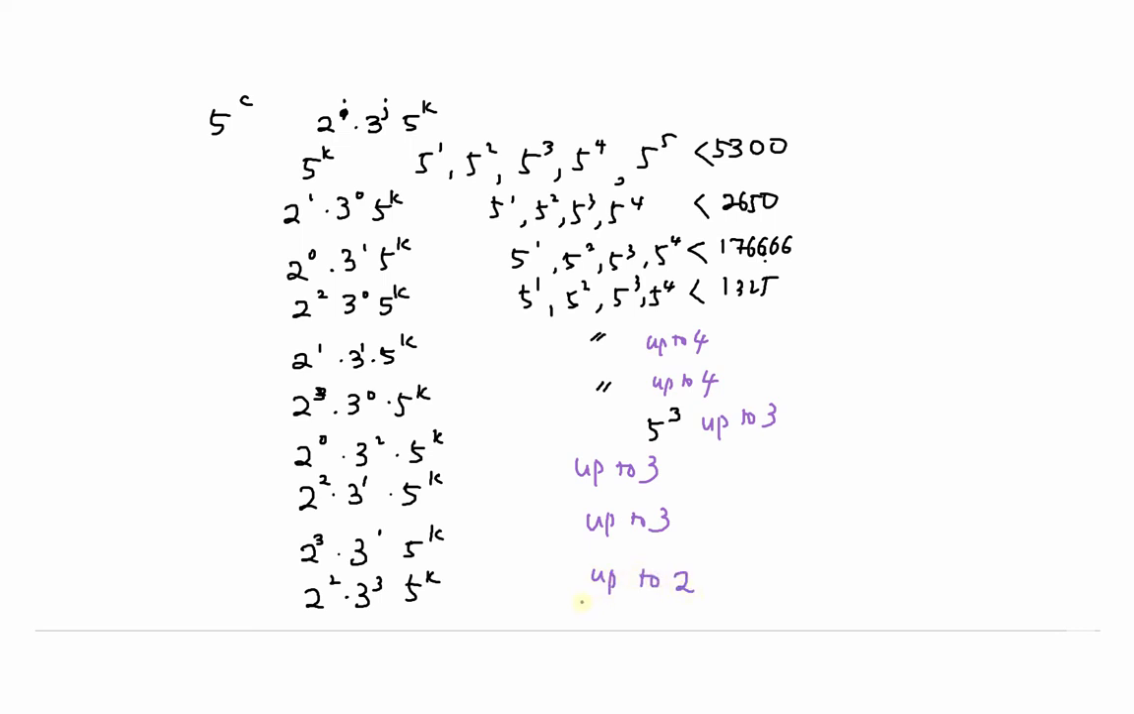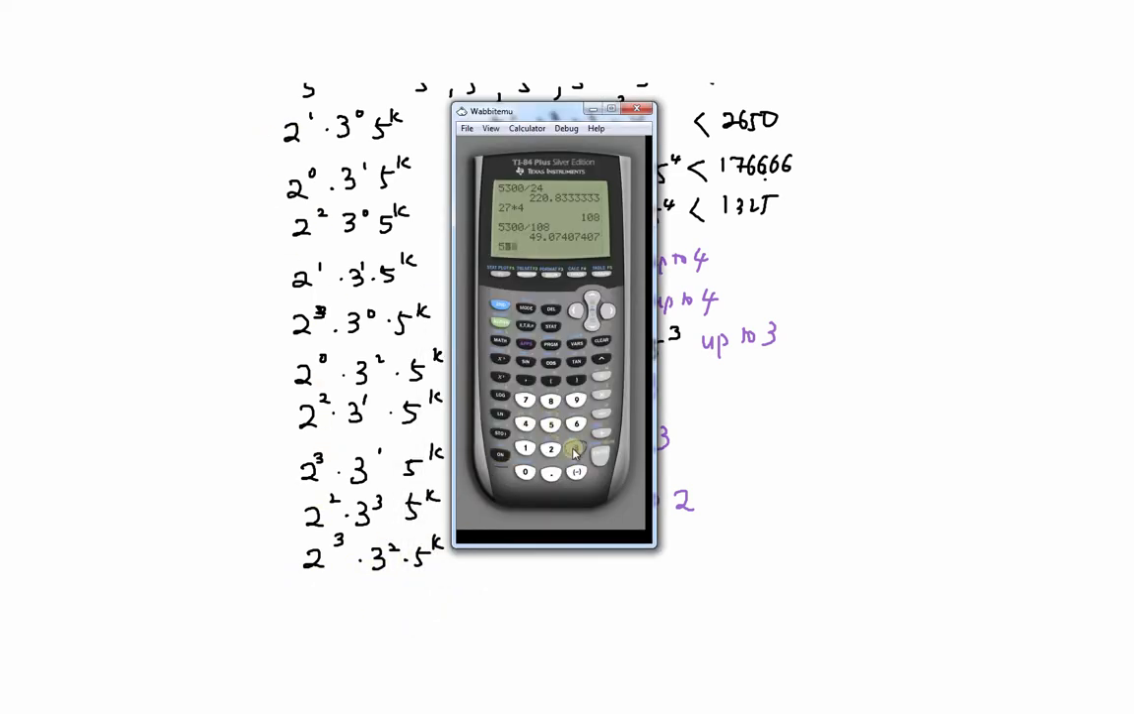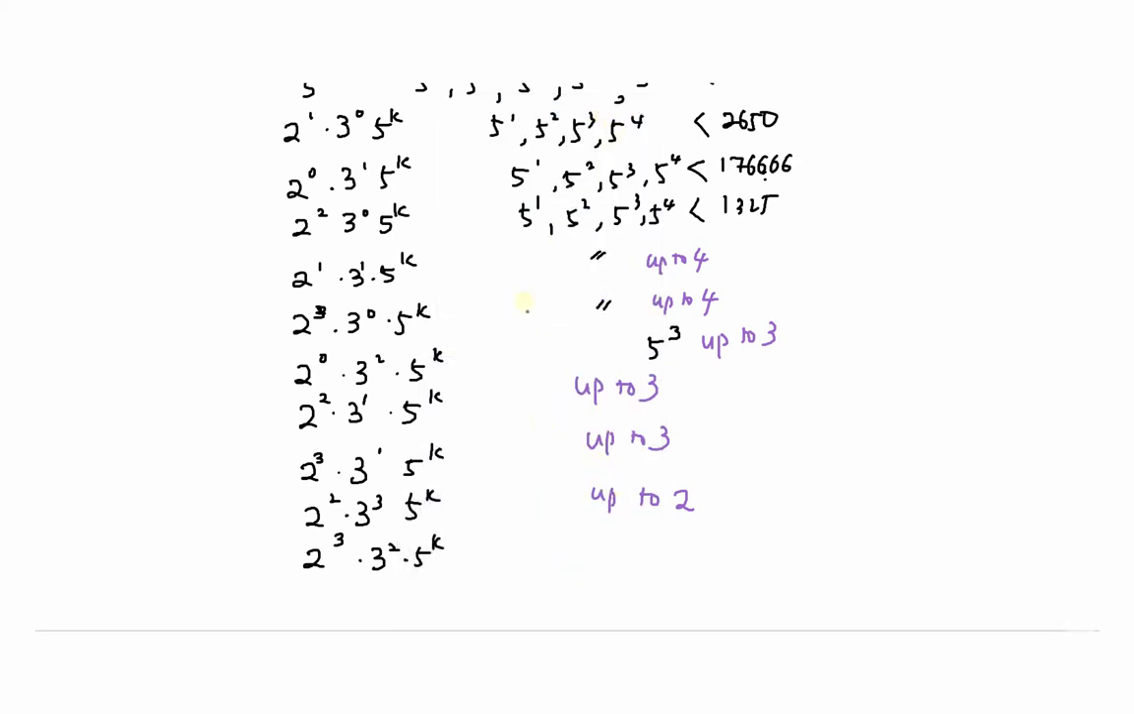Let's do one more. When we have 2 to the third and 3 to the second, 9 times 8, you get 72. So when you divide it by 72, you're going to get 73. That's still less than 125, so you have up to 2.